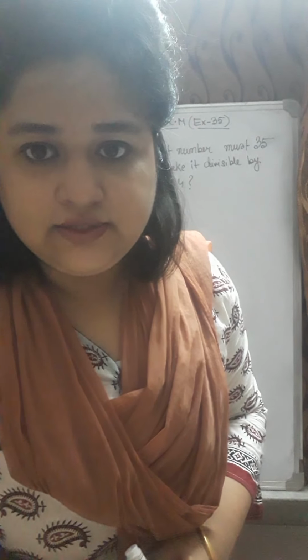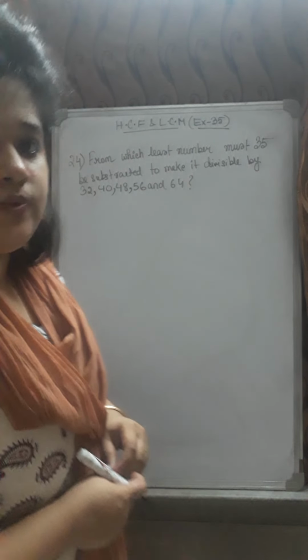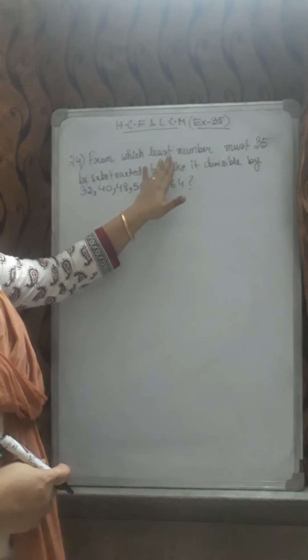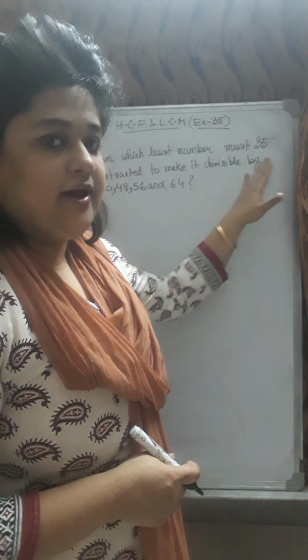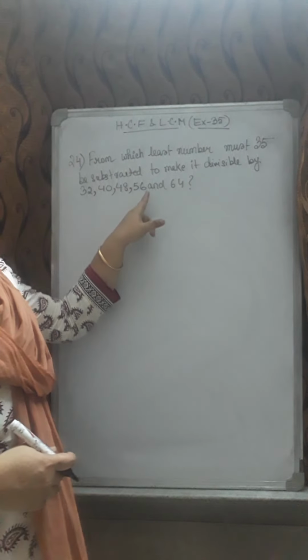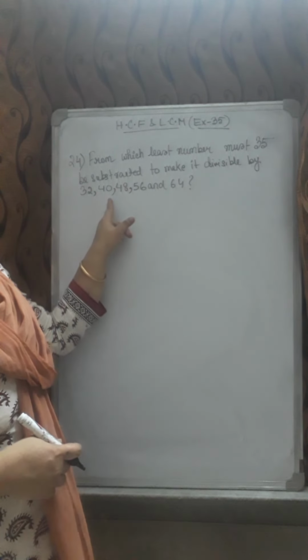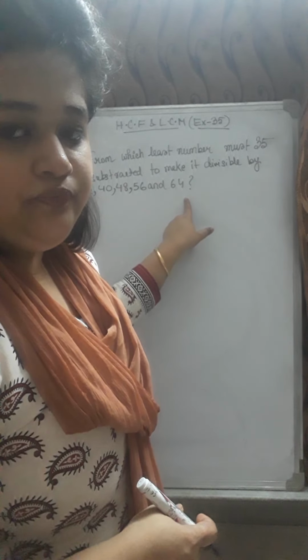Now students of class 6, we are continuing with exercise 35. This is sum number 24. The question is, from which least number, least means lowest, must 35 be subtracted to make it divisible by 32, 40, 48, 56 and 64.